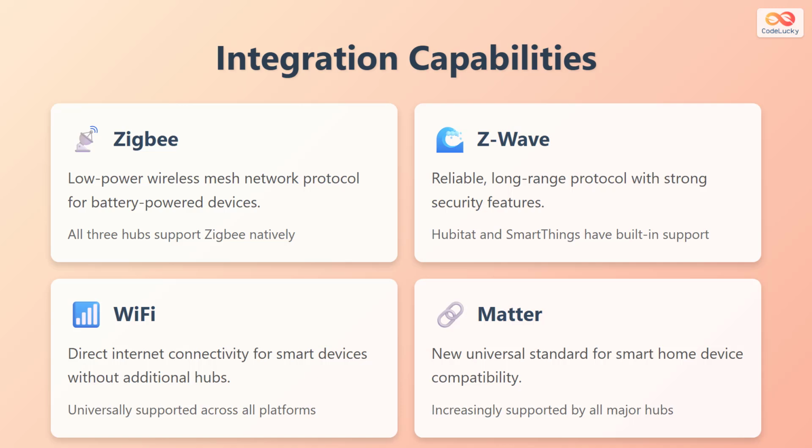Wi-Fi provides direct internet connectivity for smart devices without additional hubs and is universally supported across all platforms. Finally, Matter is the exciting new universal standard designed to ensure compatibility across all smart home ecosystems, and all major hubs are increasingly adding Matter support.